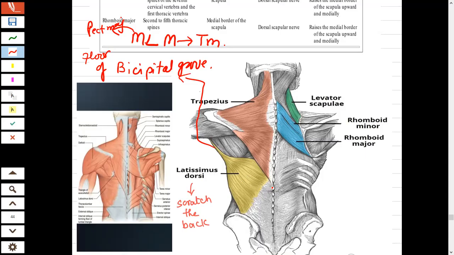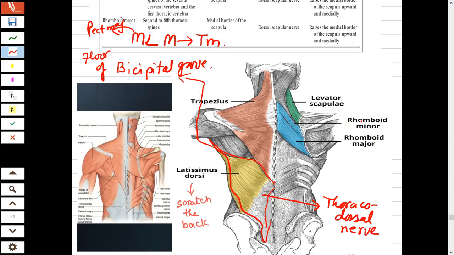So see here, these are your fibers of latissimus dorsi. And all are going upward and merging, inserting into the floor of the bicipital groove. Okay, and please remember this latissimus dorsi muscle is innervated by the thoracodorsal nerve. Thoracodorsal nerve.